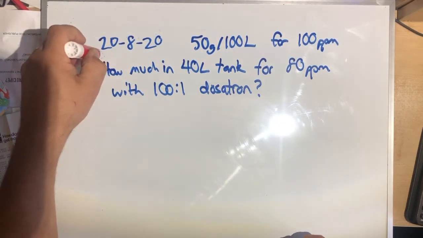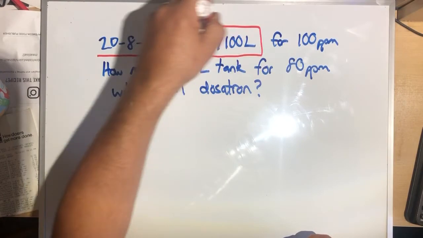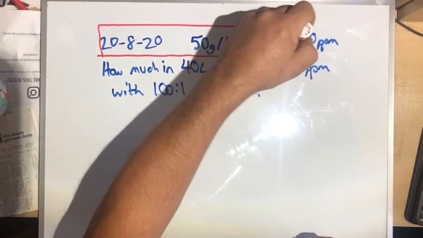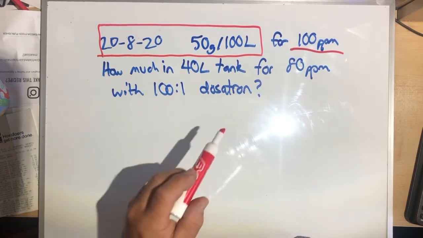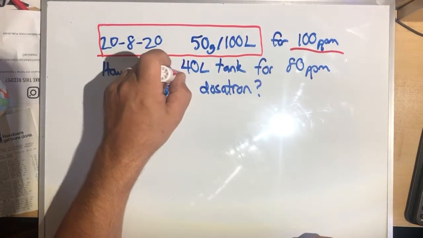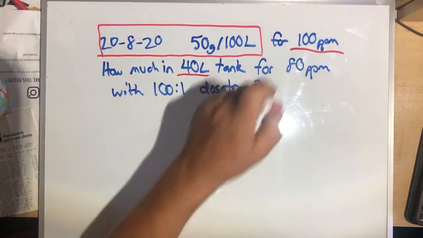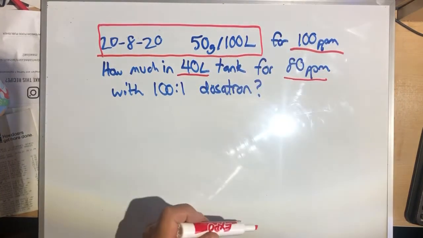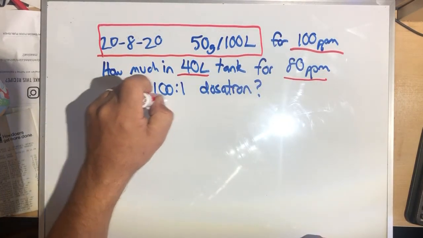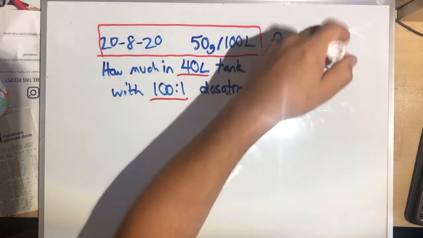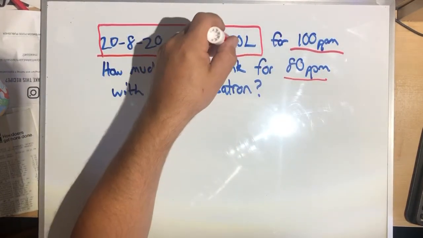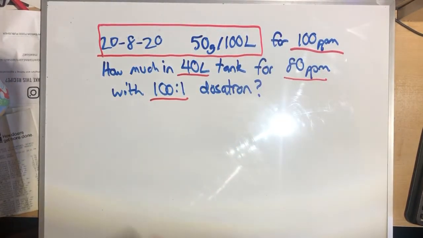So this is what we know. For 100 ppm, we're using 50 grams for 100 liters. And our tank size in the end is 40 liters, our ppm target is 80 ppm, and a dilution factor of 100 to 1. So let's start with the first thing we're going to do. Let's keep it at 100 ppm to start with and go from 100 liters to 40 liters.